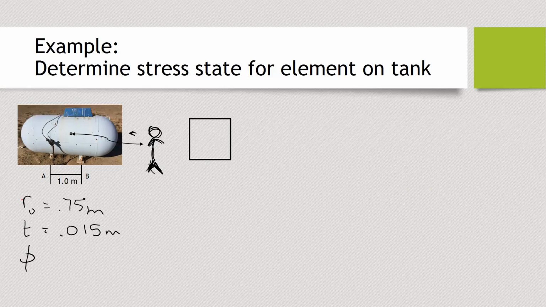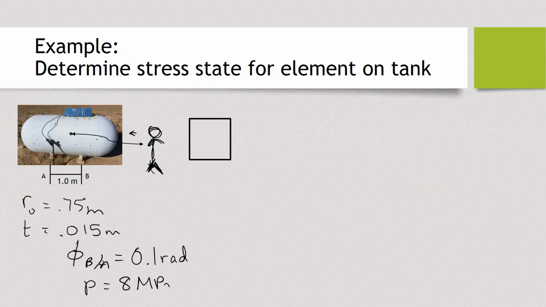So we'll say that the rotation of B with respect to A is 0.1 radians. And we want to determine the complete stress state for this element that we've drawn on the exterior of the tank. And we know that the pressure inside the tank is 8 megapascals. And we know the material, so we know that the G is 27 gigapascals.